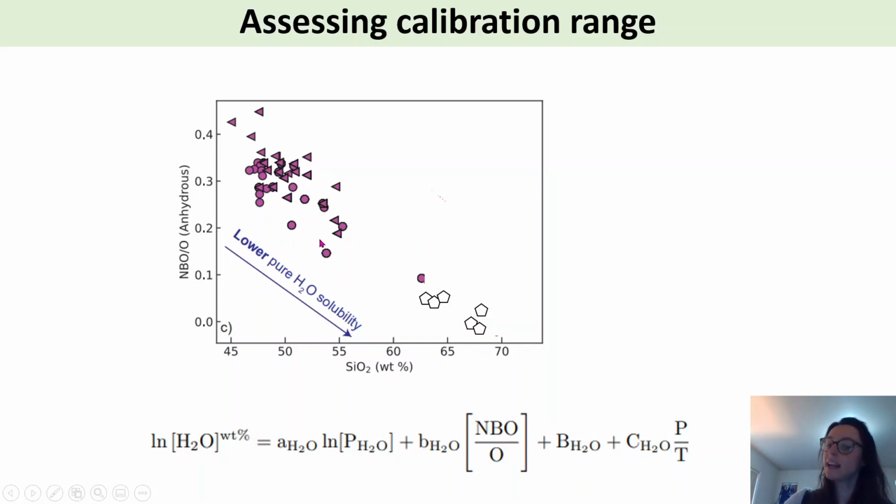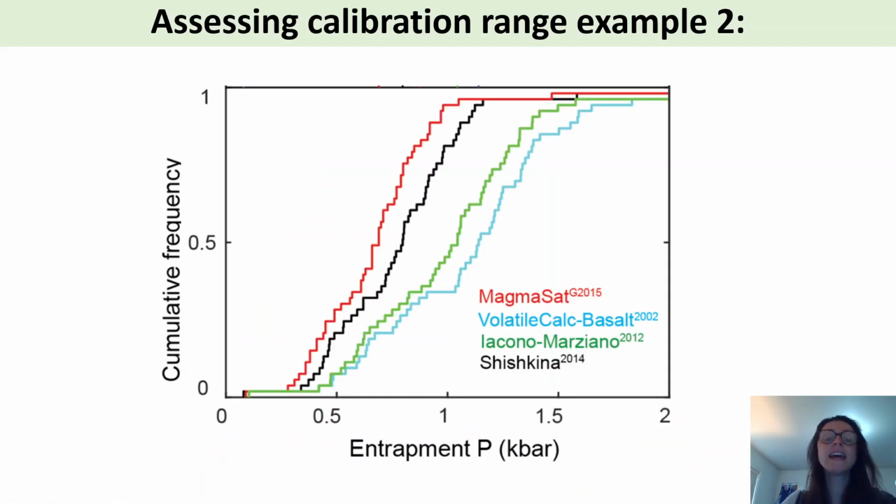Now, should we really extrapolate this linear trend to such low values? In reality, we find that almost all of these empirical models go wrong when you extrapolate beyond the calibration dataset. So here we'd want to be very careful using this model, simply because it is so far from what it was calibrated on. Here's a very similar plot, but showing the differences in saturation pressure for different models for a suite of Kilauea melt inclusions.